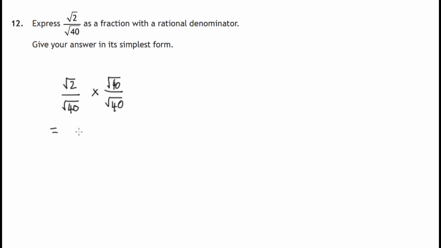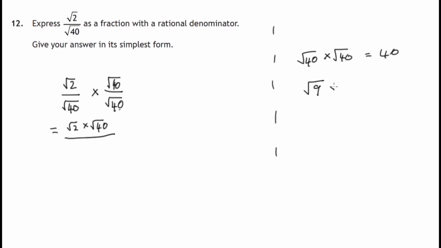So on the top of the fraction we have root 2 times root 40, and then this is the reason we do this. What is the square root of 40? Well, it's a number which when you multiply it by itself gives you 40. Take a simpler example: the square root of 9 is 3, since 3 times 3 gives you 9. Square root of 16 times the square root of 16, 4 times 4 is 16.